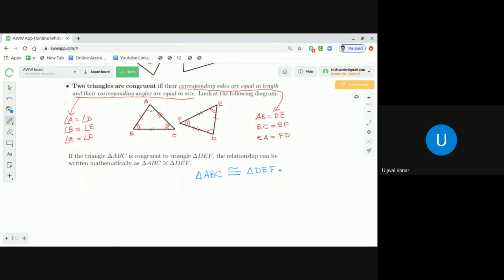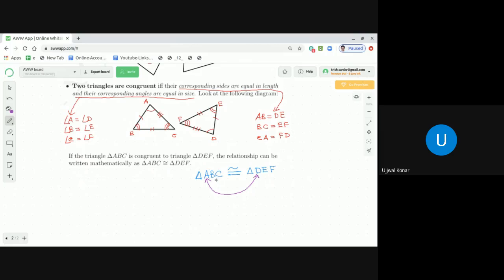That means what? Very important. I'm going to use a different color. That angle A should correspond to the angle D. That means angle A and angle D are equal. So in the triangle ABC, it starts with A. So in the triangle DEF, it has to start with D.